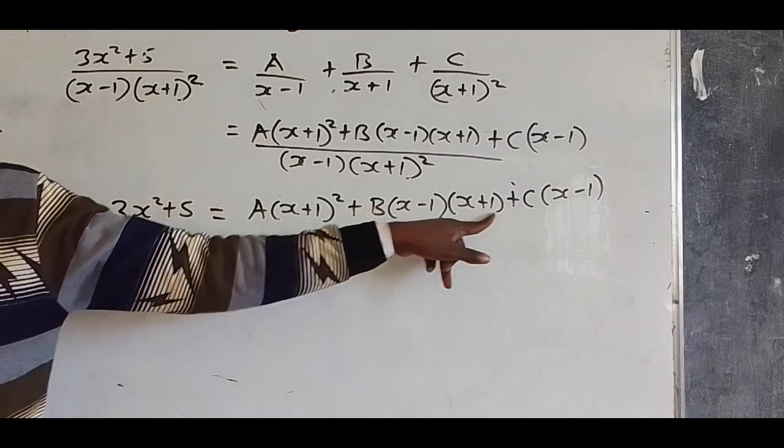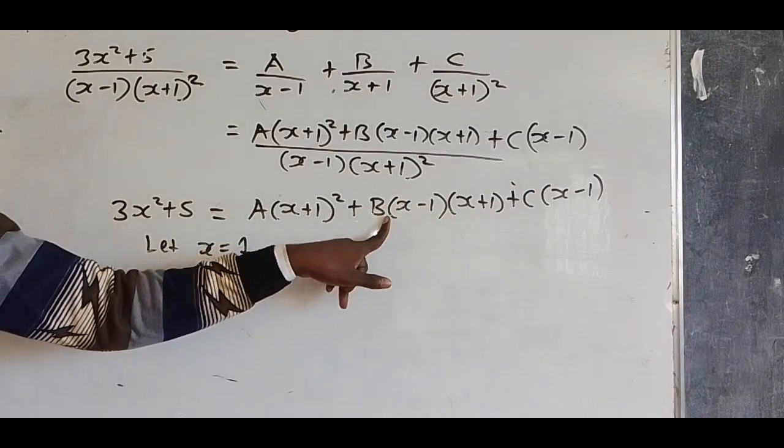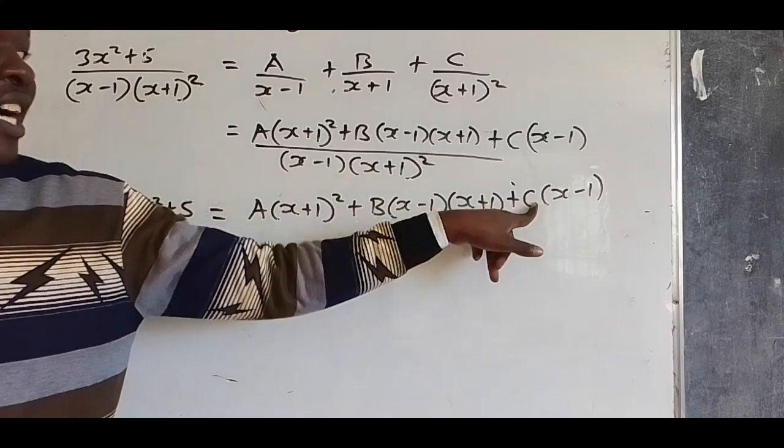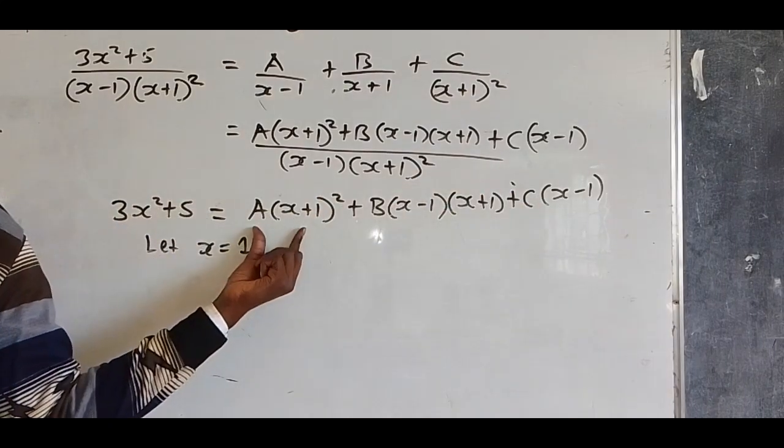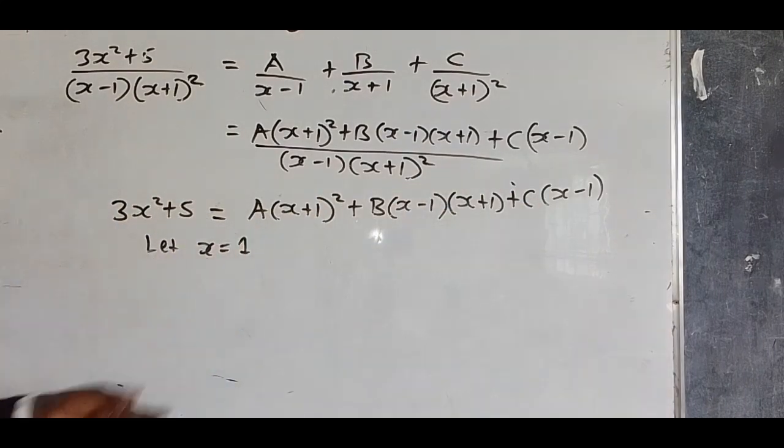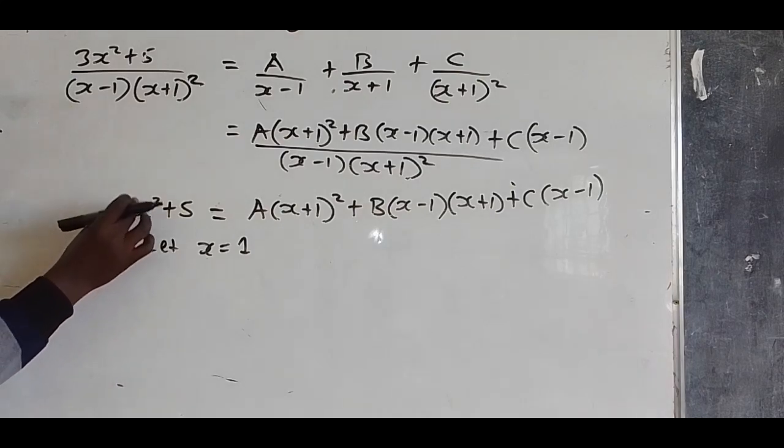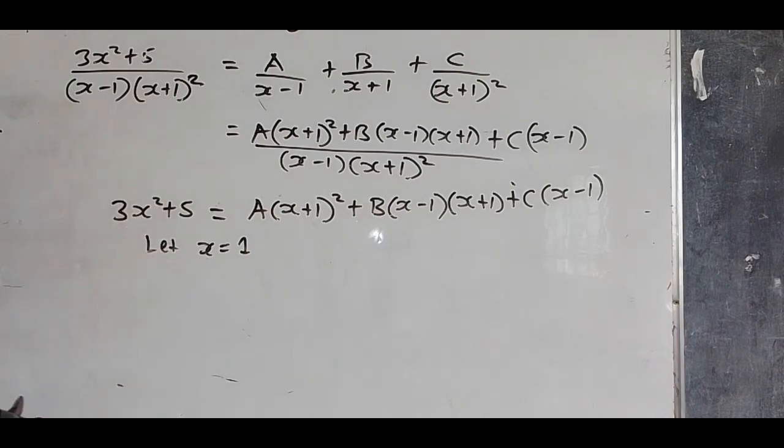So 0 times the whole of this factor will go to 0, isn't it? Then here, the whole of this factor will go to 0. So you will only remain with a. Are you seeing that? So when you let x to be 1, here will be 3 into 1.